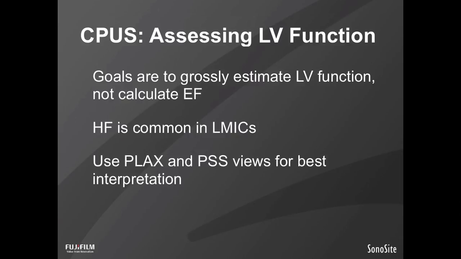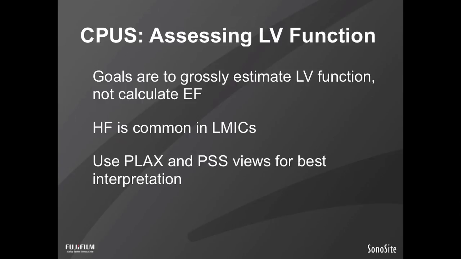So our goals with the CPUS exam to assess LV function include grossly estimating the LV function, not to calculate the EF. In our study in Haiti, and also the Breathing Not Properly study, shows that approximately 40% of patients, so a high proportion, presenting with dyspnea may have LV dysfunction. And the goal of the LV function is to grossly estimate whether the patient's LV is at such a low function that this could be the cause of their dyspnea.